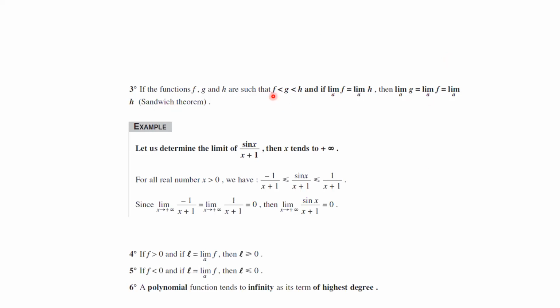Now if we have a function g limited between two functions f and h, if we have two functions f and h, and g is between f and h, and if the limit of f equals the limit of h, then the limit of g is also equal to the limit of f, which equals the limit of h. This is known as the sandwich theorem.